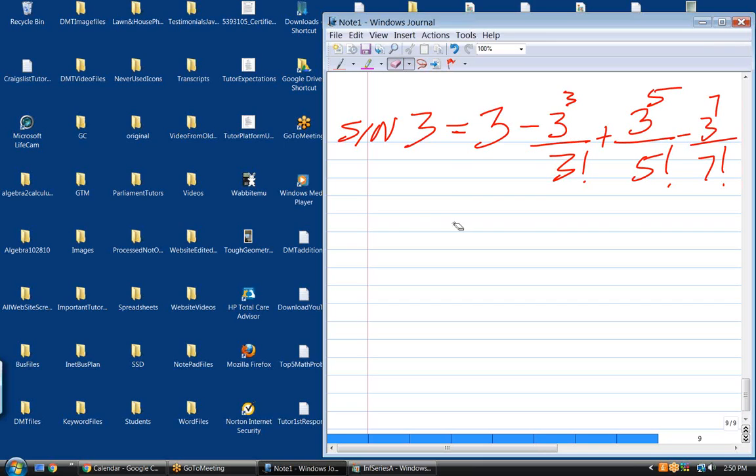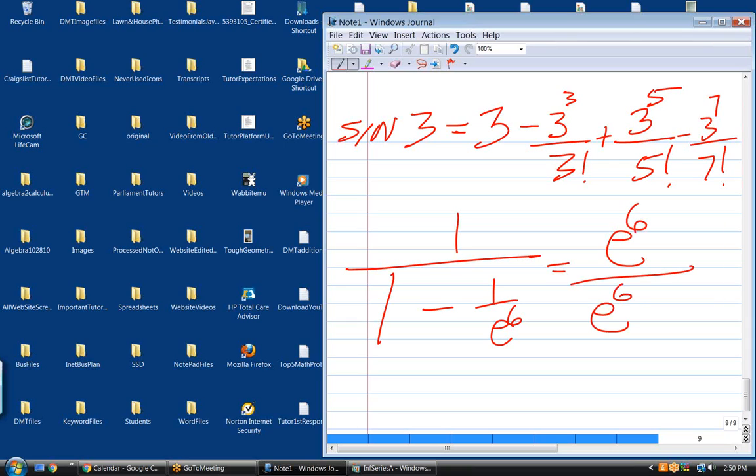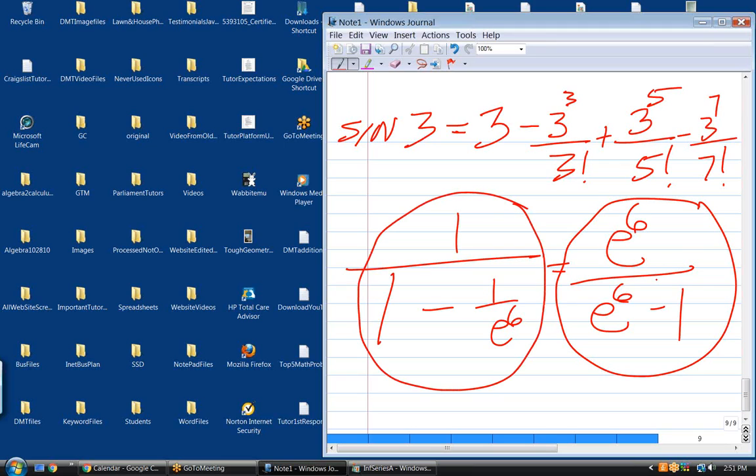In other words, we had 1 over 1 minus 1 over e to the 6th. Well, that ends up being e to the 6th over e to the 6th minus 1. And that was the answer that Wolfram Alpha had. And it's not that easy to turn that into that. I mean, it's a little sophisticated algebra, but that's all it is.